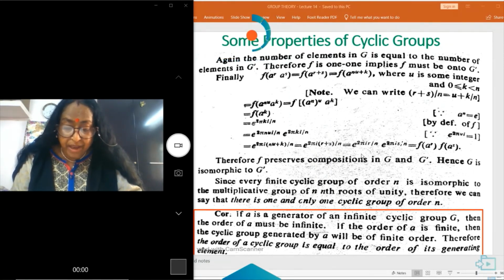Since every finite cyclic group of order n is isomorphic to the multiplicative group of nth roots of unity, we can say that there is one and only one cyclic group of order n.